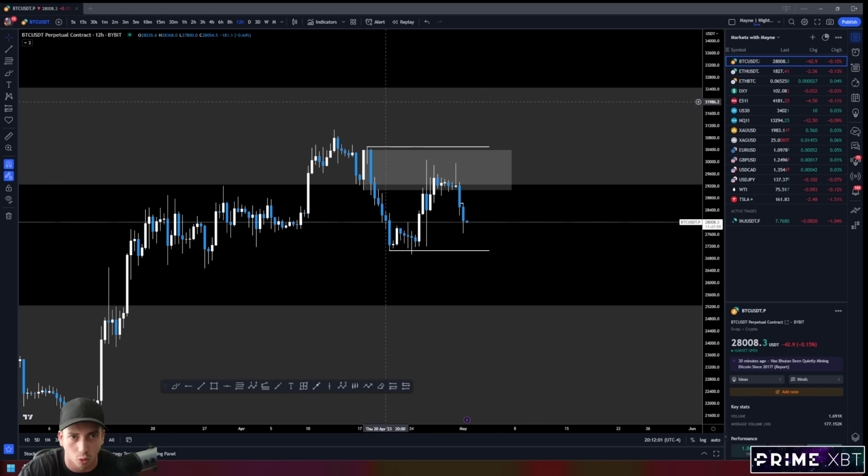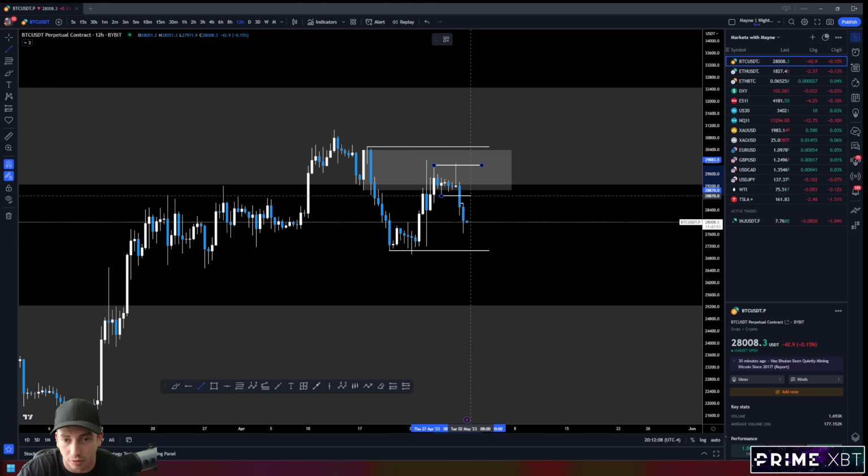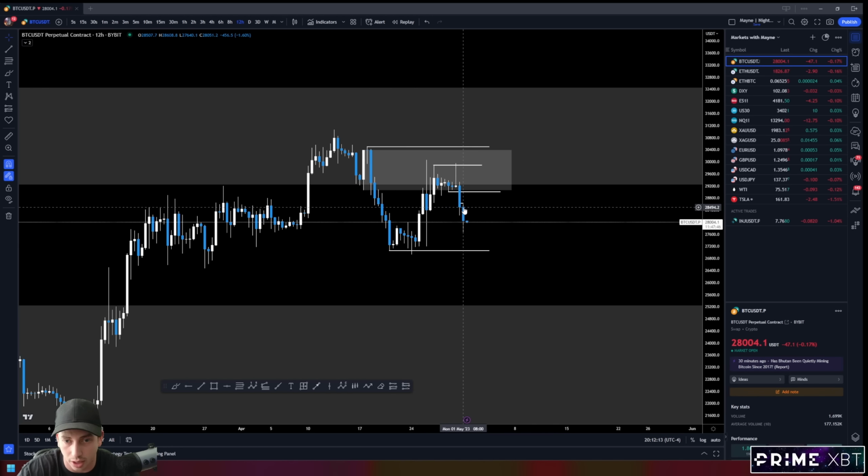We got the 12-hour order block. We got a very nice H12 SFP here. We've got a very clear MSB. You could even argue this is the MSB, right? So it looks weak. Everything was lining up. So I was confident in the short.